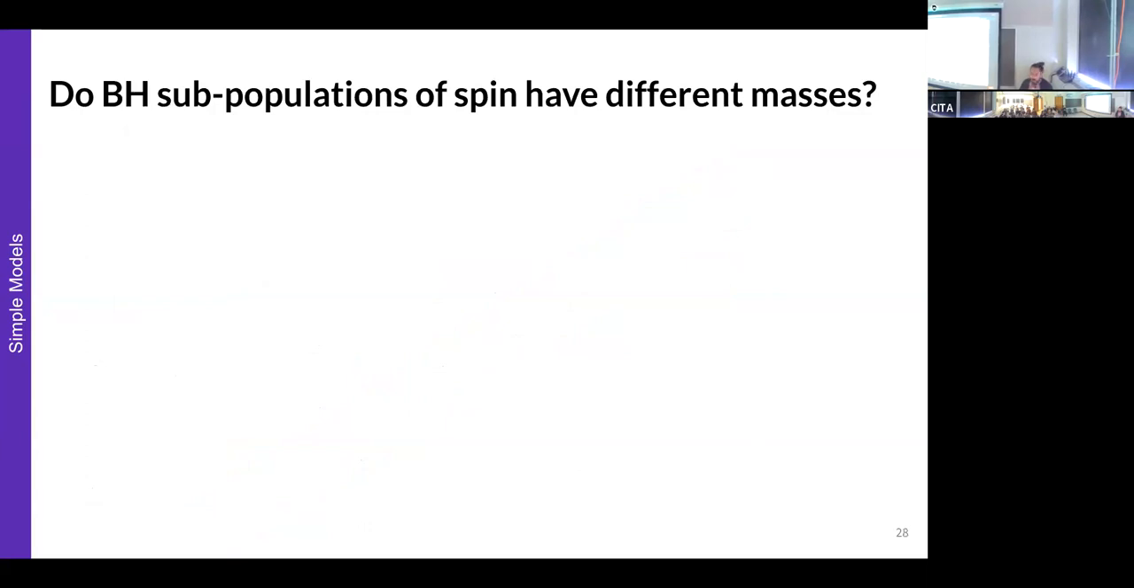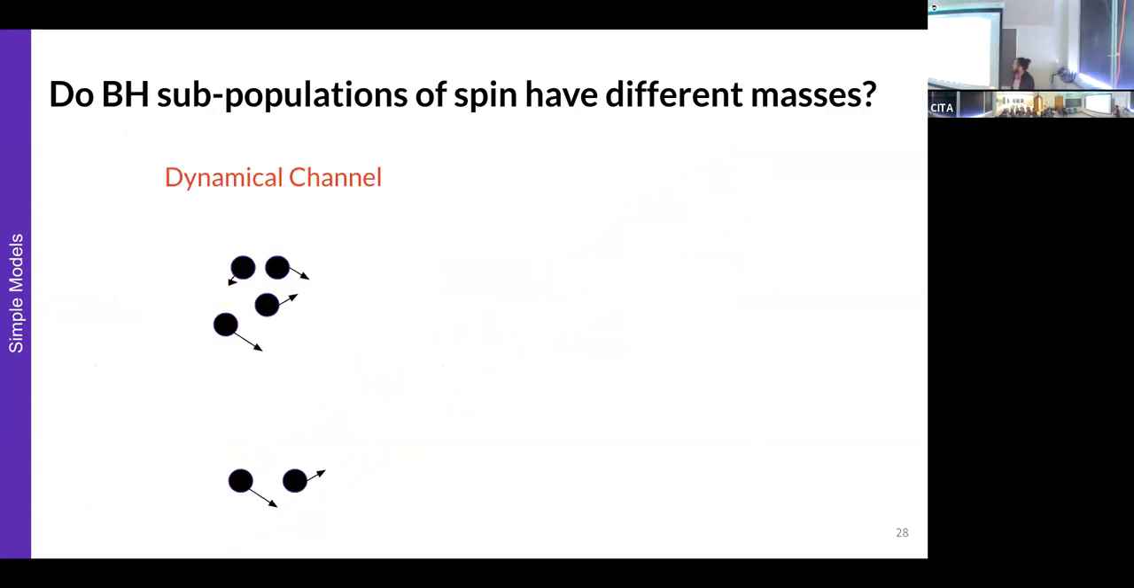All right, so that was one question that we answered, but that was a little while ago. Now something a little more recent. We were wondering, do black hole subpopulations of spin have different masses?